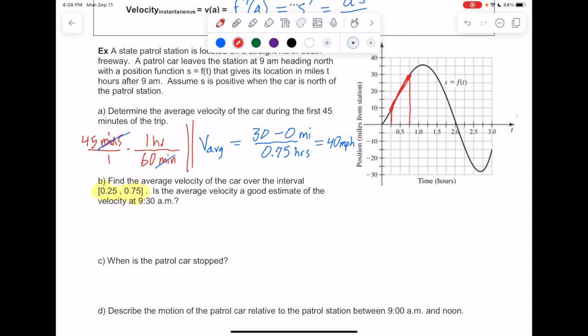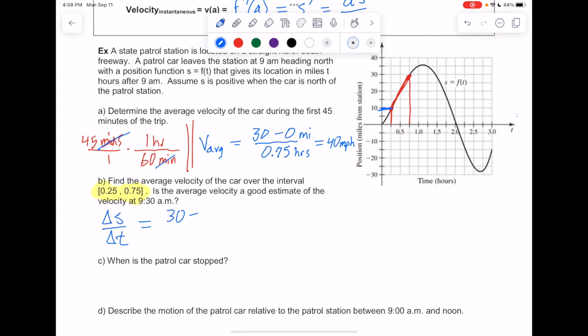Same math as before. So we'll just go ahead and repeat what we did a moment ago. We're going to do the change in position divided by the change in time. So we ended up 30 miles away from the station, and at a quarter hour, which was the start, we were 10 miles away from the station.